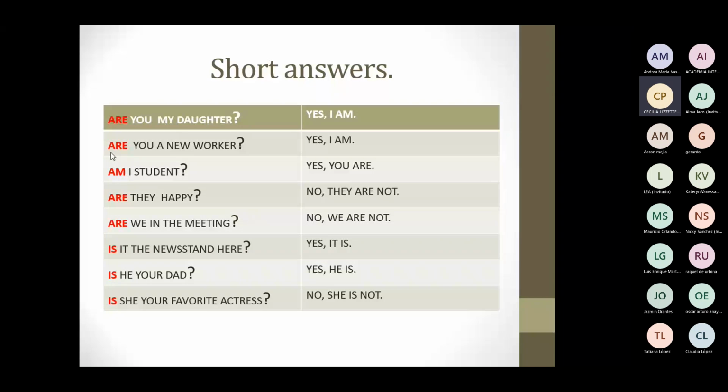No, he isn't. Okay, good. And the last question. Is he your favorite actress? Yes, she is my favorite actress. Okay, very good. Good job. Excellent. And thank you very much for your participation.